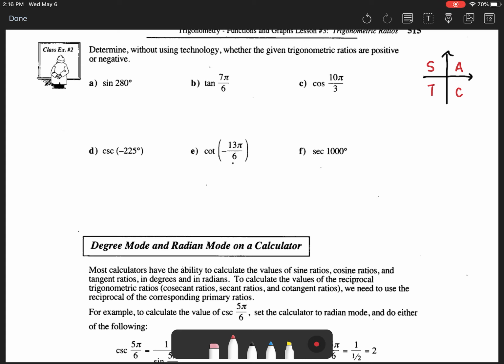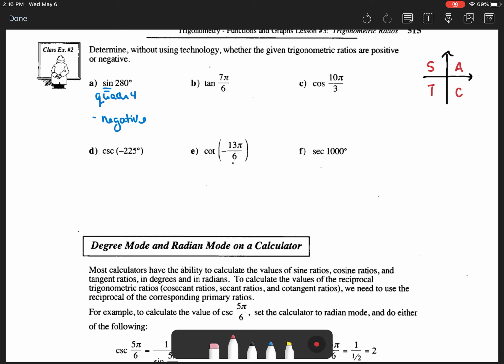Which quadrant do we land in? And based on what I've just drawn there, the CAST, is my ratio going to be positive or negative in that quadrant? So first one is sine of 280. So 280 degrees, that would take you into quadrant 4. So sine in quadrant 4 is going to be negative. That's it. You don't have to say anything else about it. They just wanted to know whether it's positive or negative.